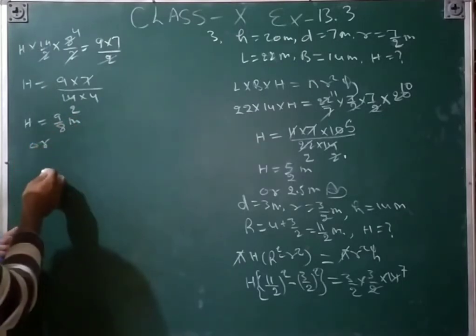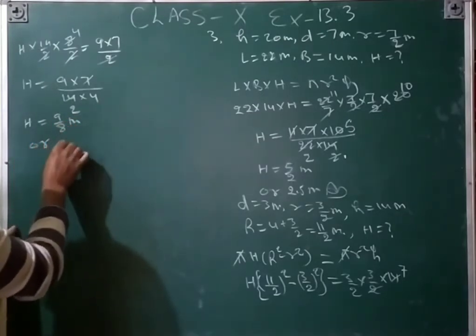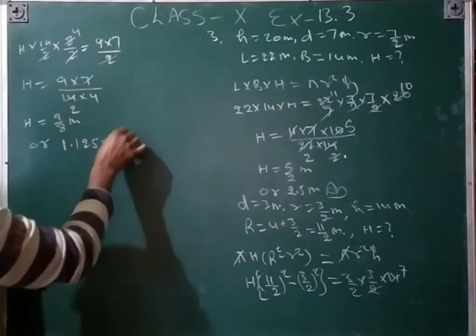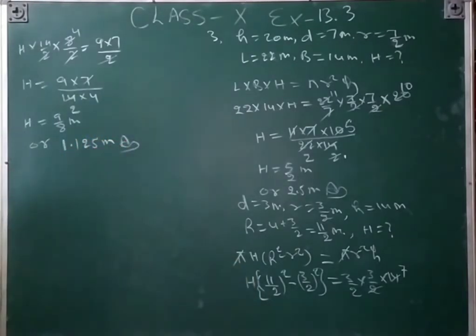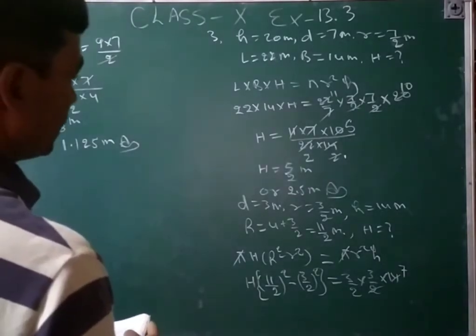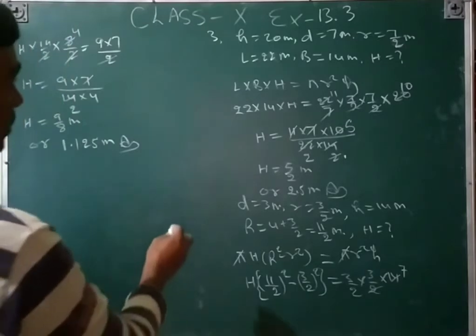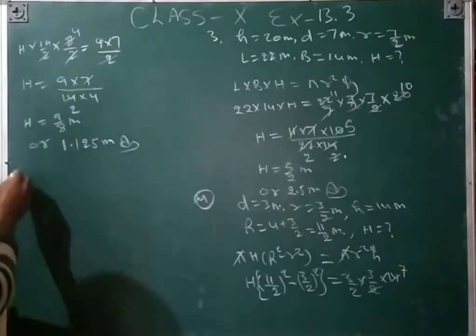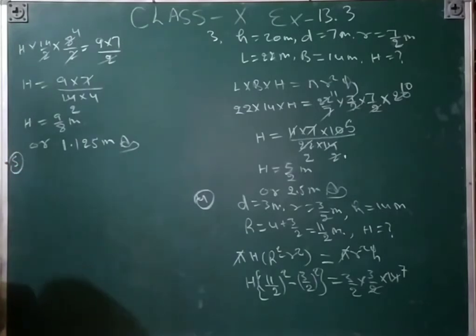Or we can write that as 1.125 meter in decimal. And then the next question. Now the question number, that question was fourth. I have not written here fourth. And then question number 5.